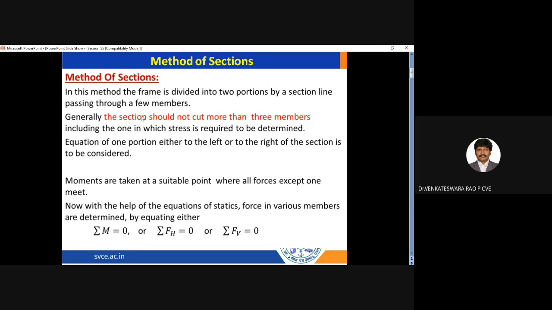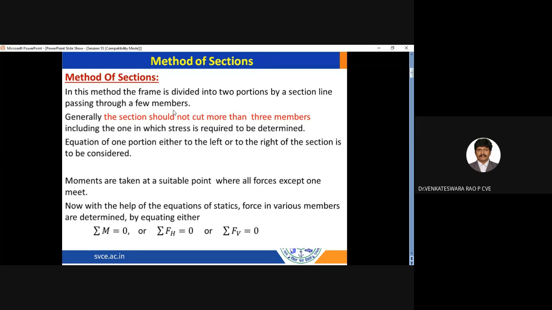So in this method, the frame is divided into two portions by a section line passing through a few members. When you have a lengthy truss, we have to take a section line, and that section line will cut the truss into two portions. Please be careful: that section line may not divide the truss equally into left hand side and right hand side, it need not be at the center. Take the section anywhere we require to calculate the member forces, and that section has to cut the entire truss into two portions, divided from one another.